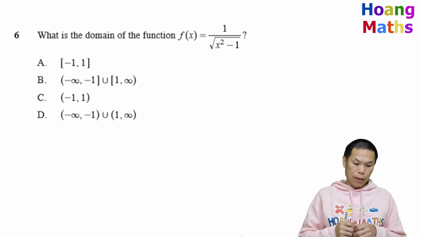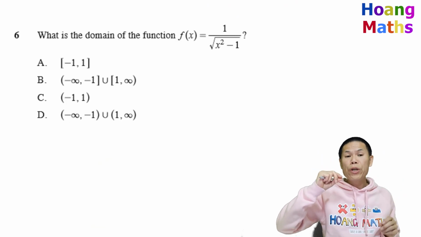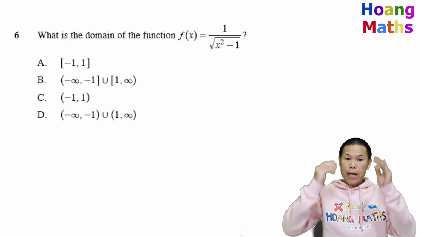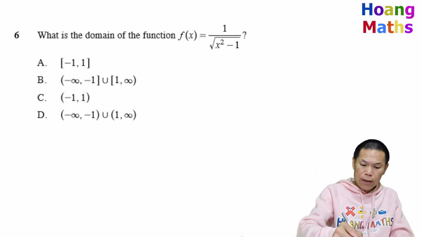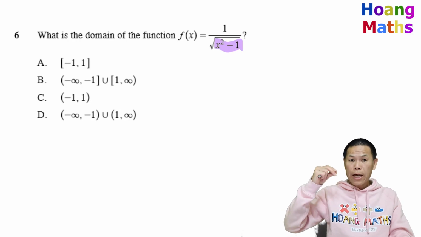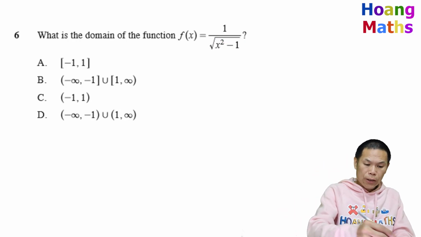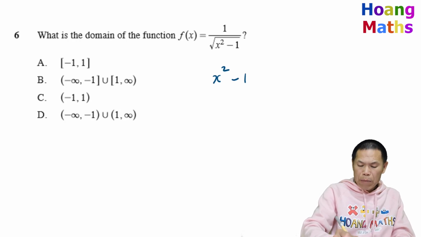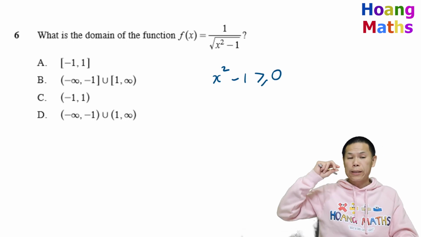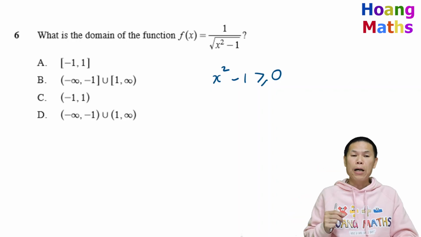Question number 6. So to find the domain for these functions, first of all, we know that we cannot square root a negative number. So therefore, we know that inside here must be greater or equal to 0. Let me just write this down. So that means x squared minus 1 must be greater or equal to 0, because we can square root a 0, right? But we cannot square root a negative number.